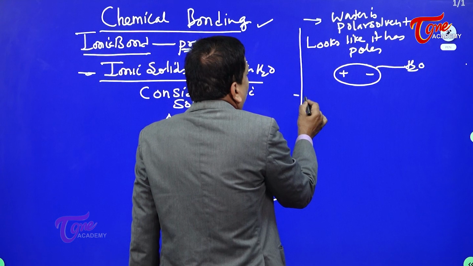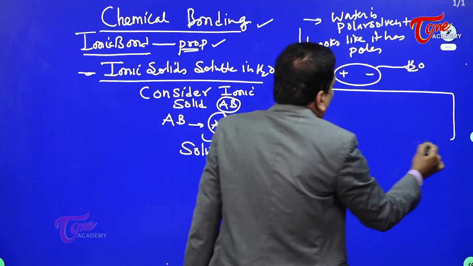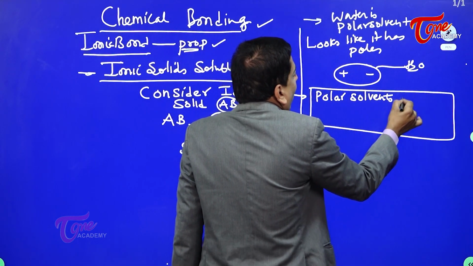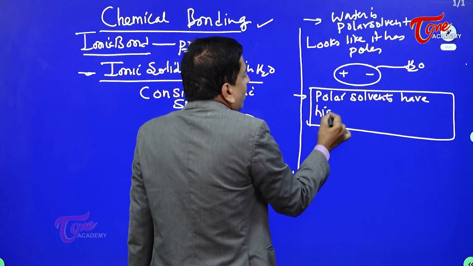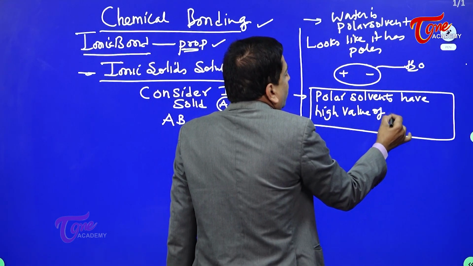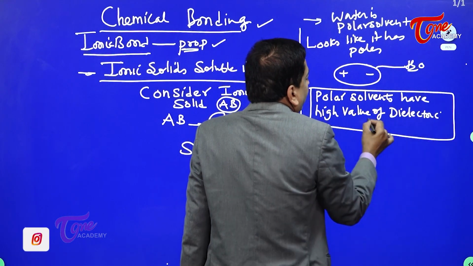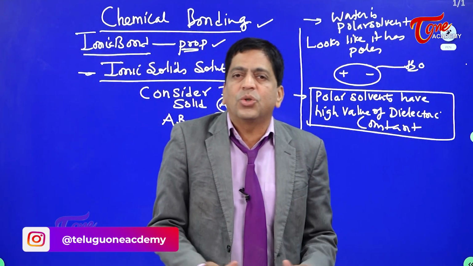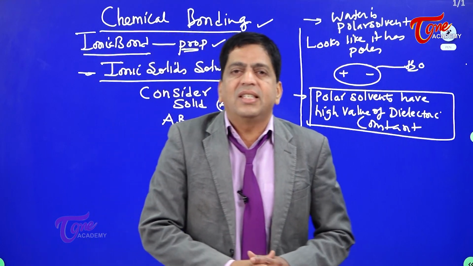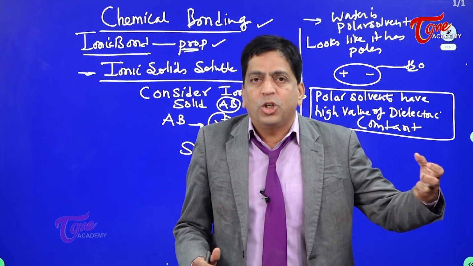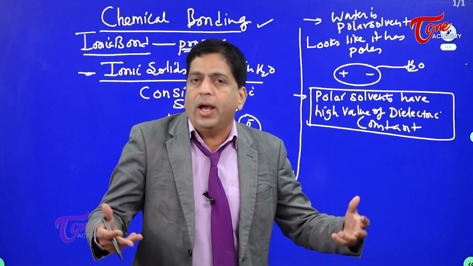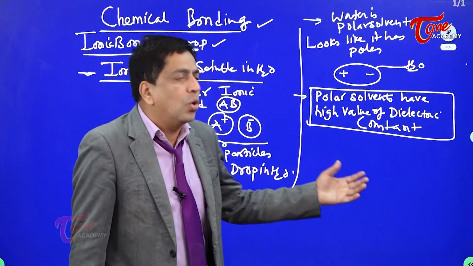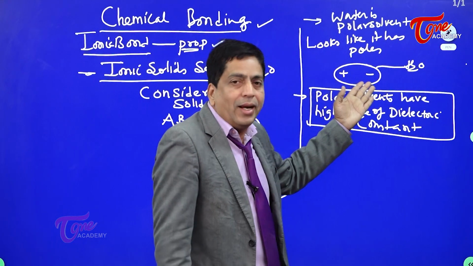On top of this, there is one more feature of polar solvents: polar solvents have a high value of dielectric constant. So there are two features of polar solvents. The first feature is they will be having poles, so you have a positive center and a negative center. That's how we draw any polar solvent, not necessarily water. It can be ammonia. Ammonia is also drawn like this, with a positive and a negative center.